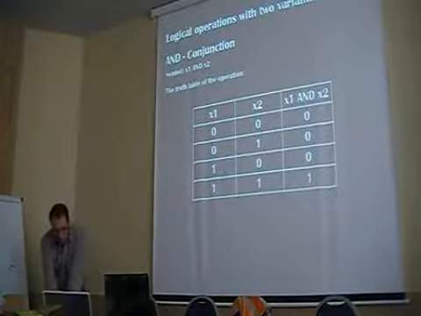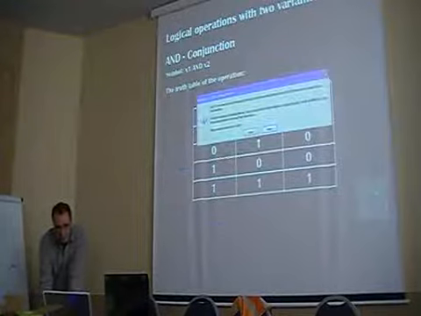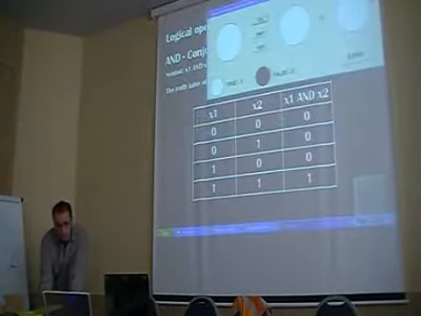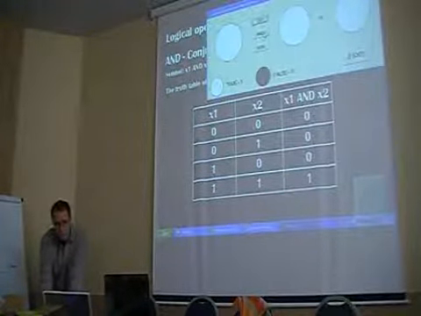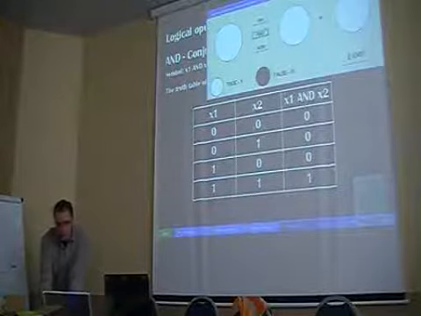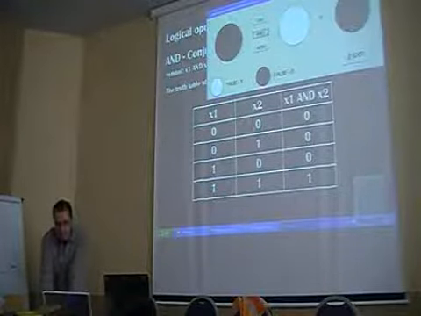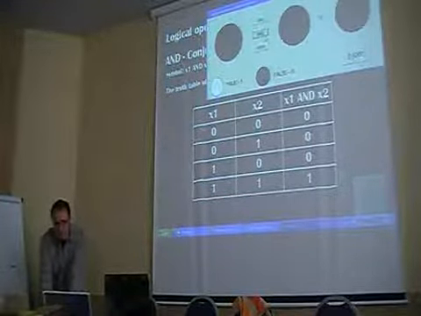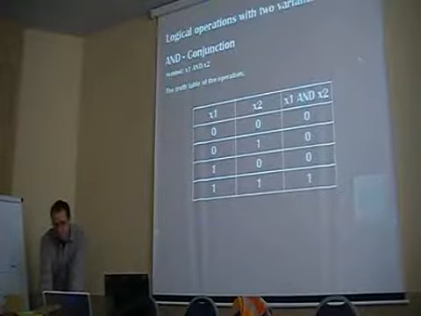In the other cases, the result will be false, and if you want to test it, you can do it with this program. So we use AND, of course, and the result will be true only when both inputs are true, and in the other cases the result is false.